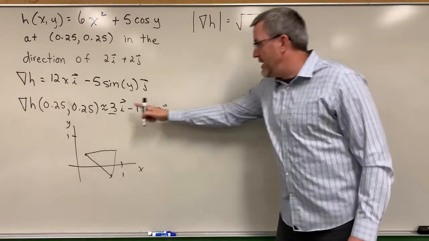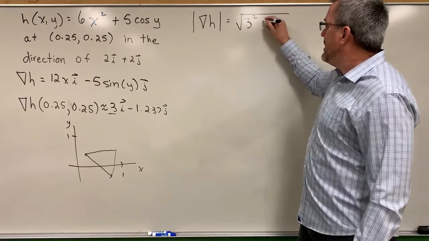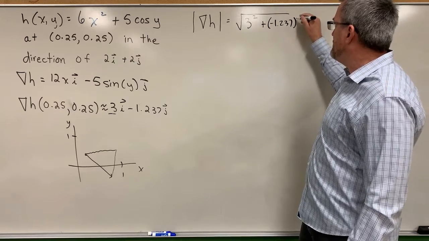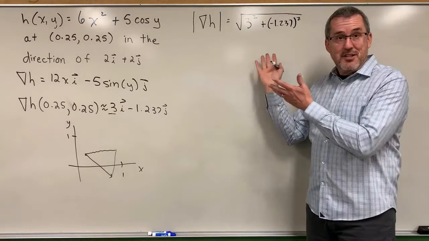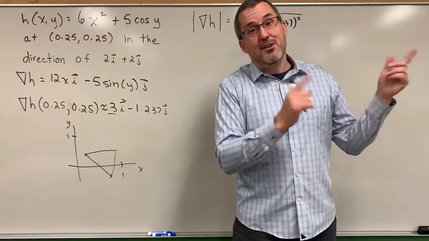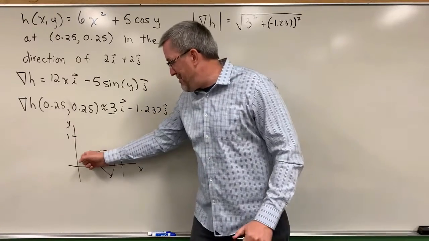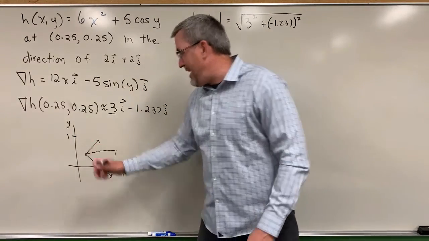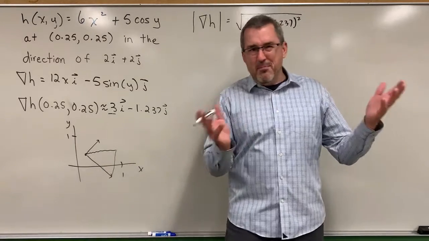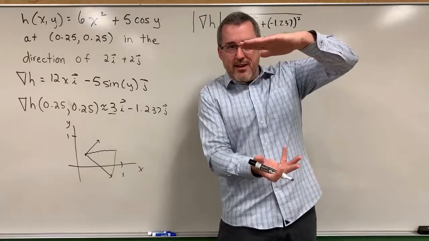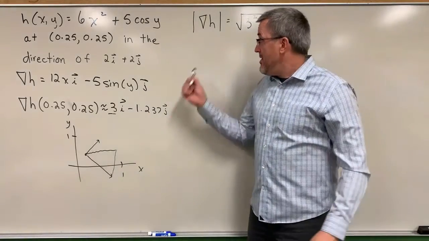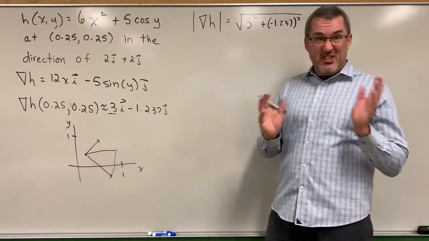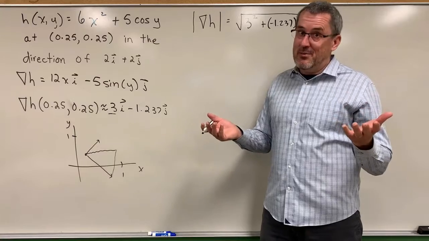So we'll take the square root of 3 squared plus the negative 1.237 squared. That will be the greatest rate of change. Now, if you watched the last video, if you didn't, you should go watch it. We saw that if the boat is at 0.25 and travels in the direction of 2i plus 2j, the water depth increased, but by 1.25-ish feet of water per mile traveled. Now this is going to be the greatest rate of change in the depth of the water at that location. So we should certainly see a result greater than 1.25.